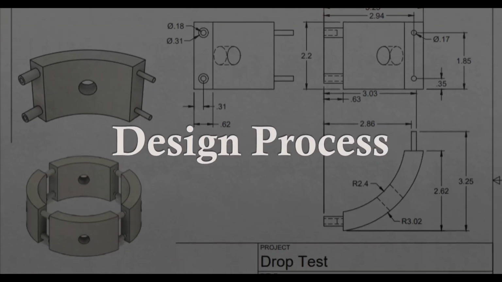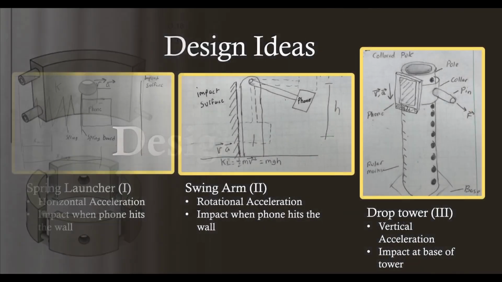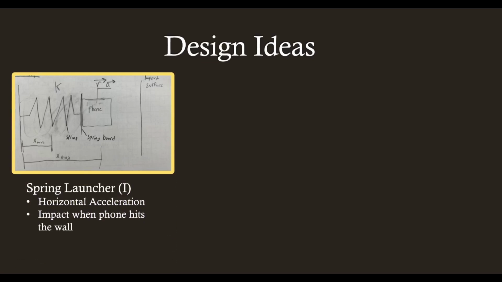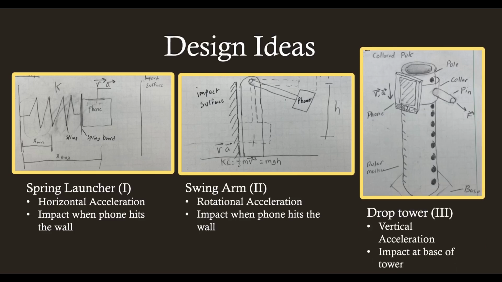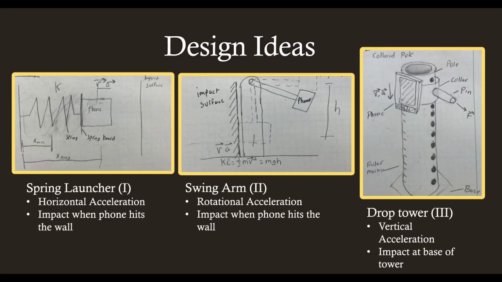Next was our design process. We had 3 ideas for our design, and they consisted of the spring launcher, the swing arm, and the drop tower. The spring launcher has the phone attached to a spring, which is pulled back and released, causing the phone to make an impact with the wall. The swing arm has the phone attached to an arm, and when released from a height, the arm angularly accelerates into a wall for impact.